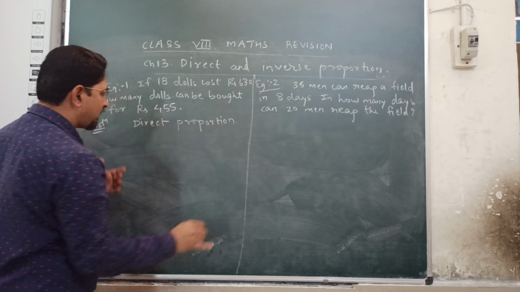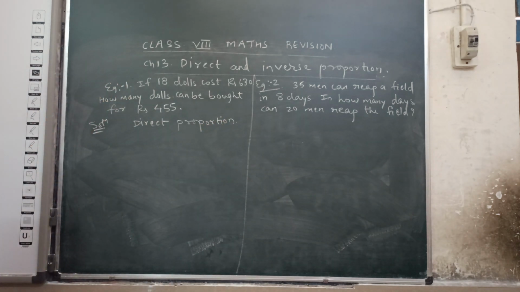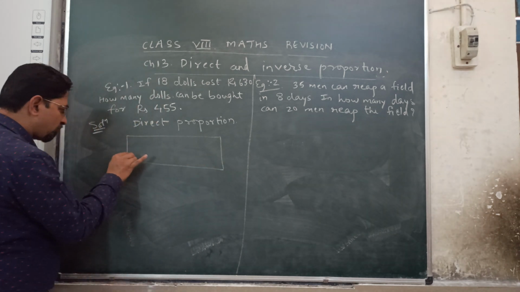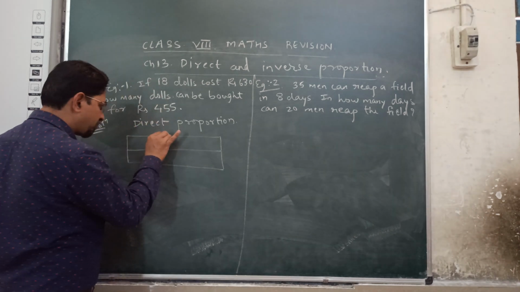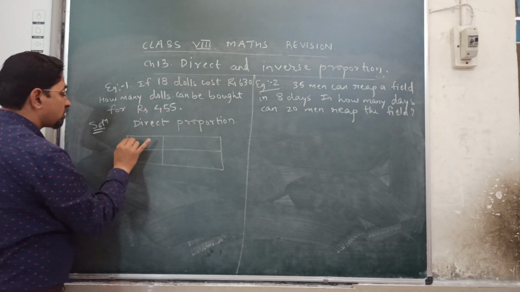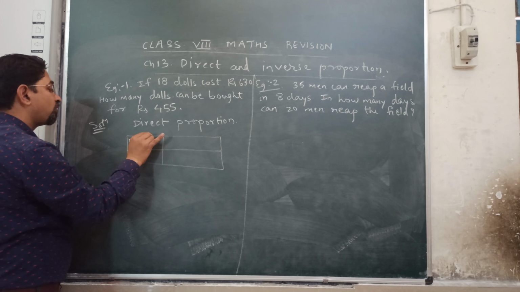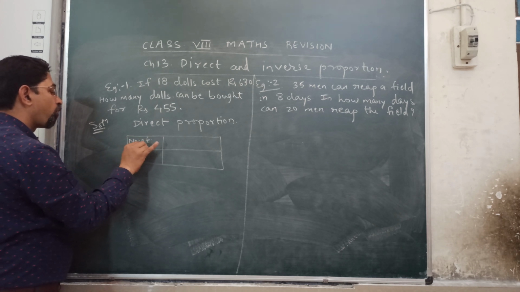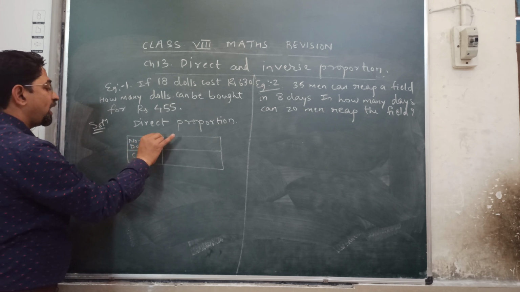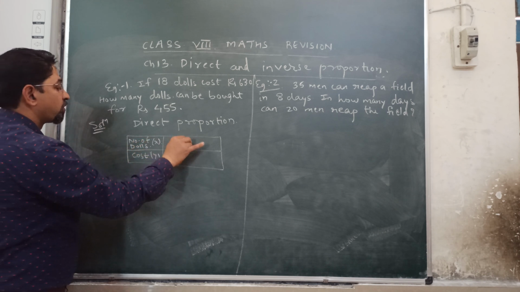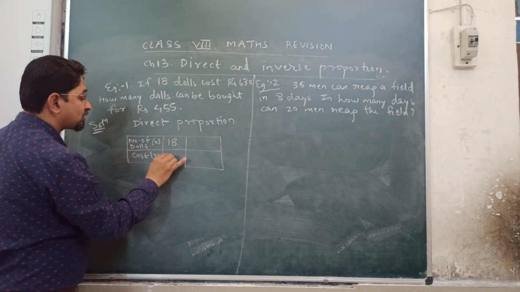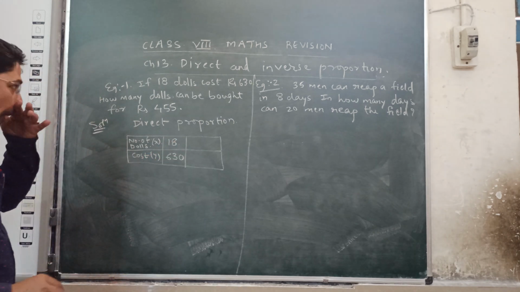As we know that it is direct proportion, the first thing we should do, whether it is direct or inverse, is make a table. In the table we have the number of dolls and the cost. So I write here number of dolls and here I write the cost. This is X, this one is Y. Number of dolls 18, cost is rupees 630.